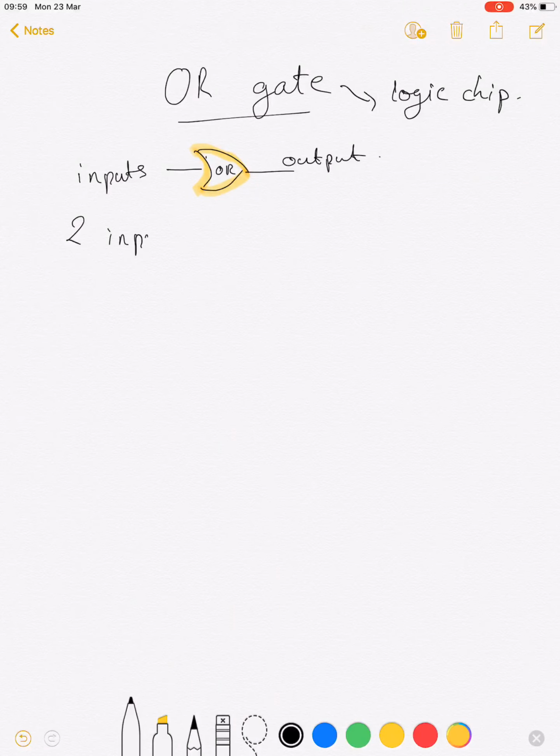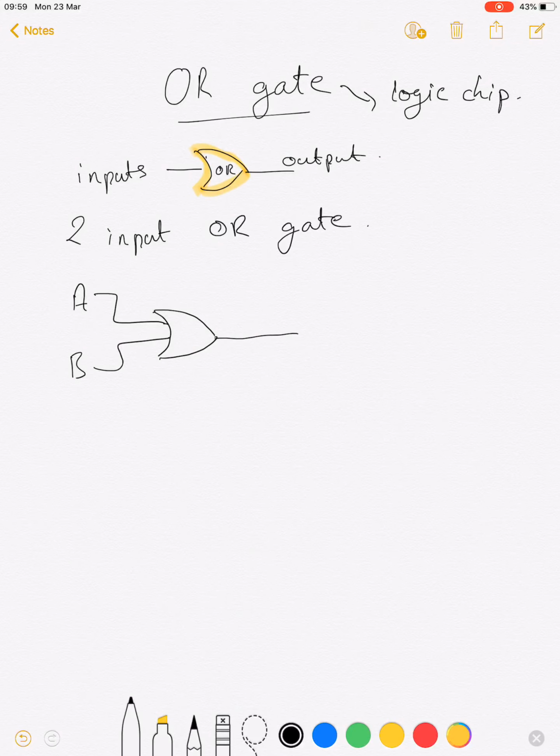In the 2-input OR gate, we have input A and input B. We draw them into the gate, we have the curved angle, then the OR gate comes down like this, and now we have the output, which would be A or B, and this is our OR gate.